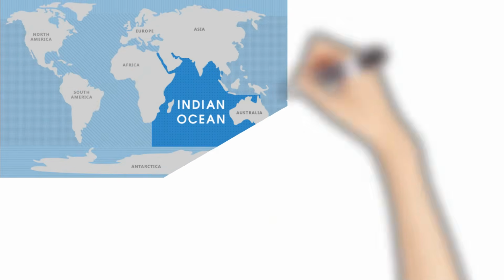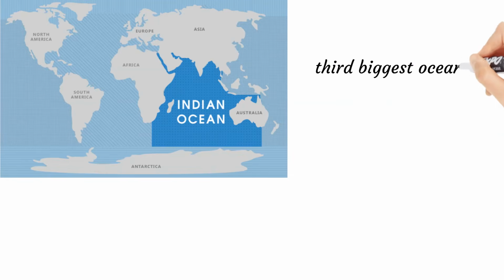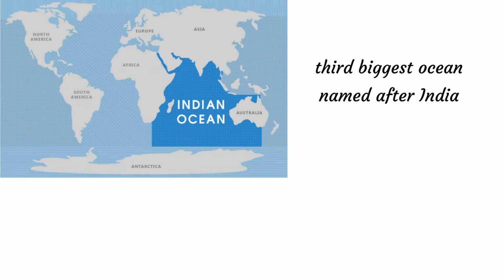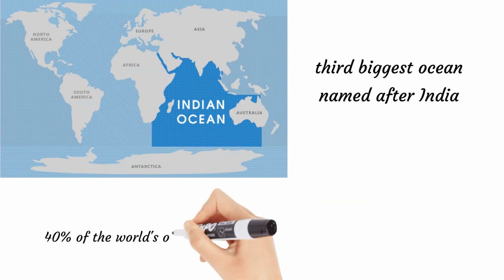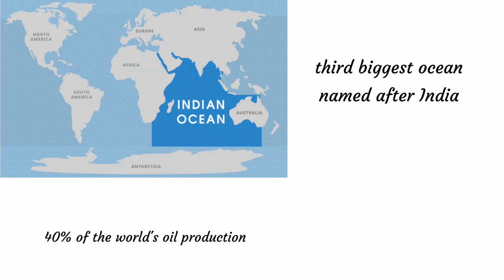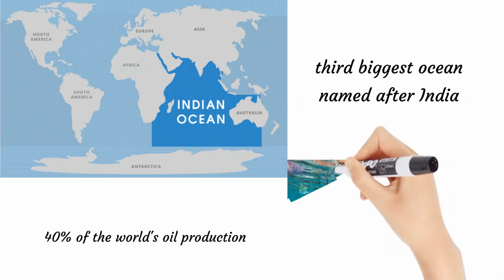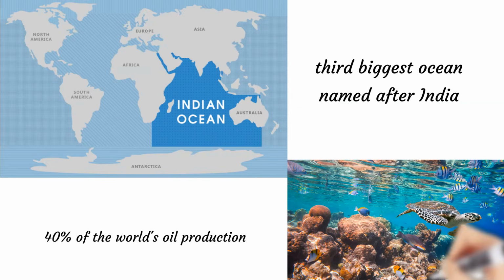Indian Ocean is the 3rd biggest ocean in the world, and it is named after the country of India, which projects into it. The Indian Ocean provides major sea routes connecting the Middle East, Africa, and East Asia with Europe and the Americas. An estimated 40% of the world's offshore oil production comes from the Indian Ocean. The Indian Ocean is home to many endangered sea creatures, including turtles, seals and dugongs.